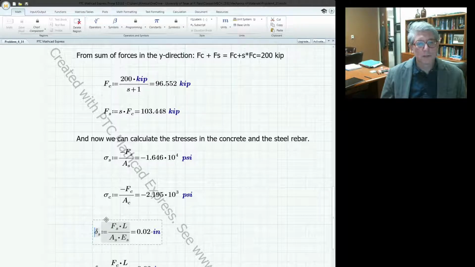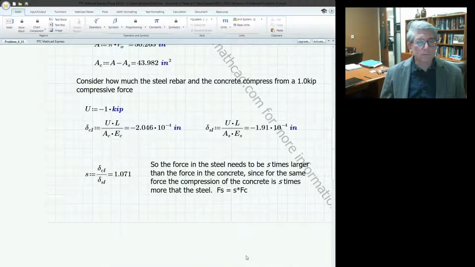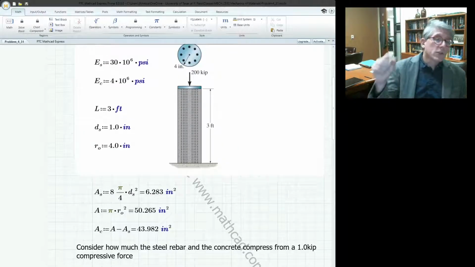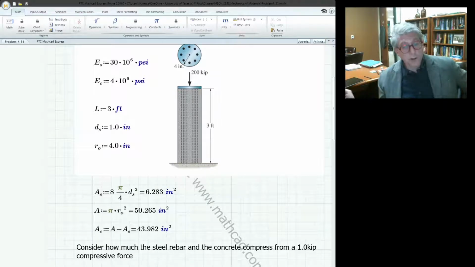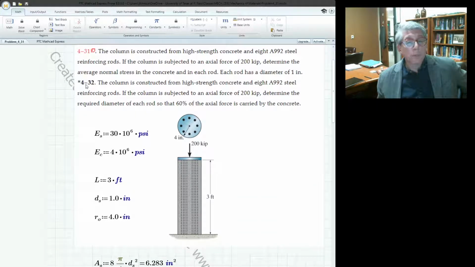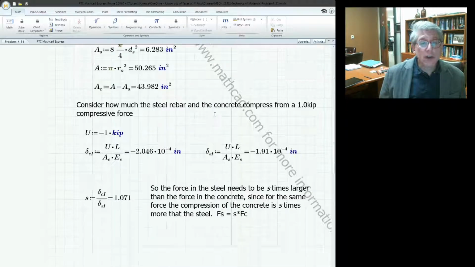The check is good. So a little different way of solving these things, but this assumed force method is actually a really powerful way to solve things. A lot of times we do that. And in Mathcad, you can also use this. I should make another video on this if we have a design problem. So for problem 4.32, they ask you to find the diameter of each rod so that 60% of the axial force is carried in the concrete. Well, I can do that really easy now. And I can do it without trying to juggle equations. Let's look at it right now.